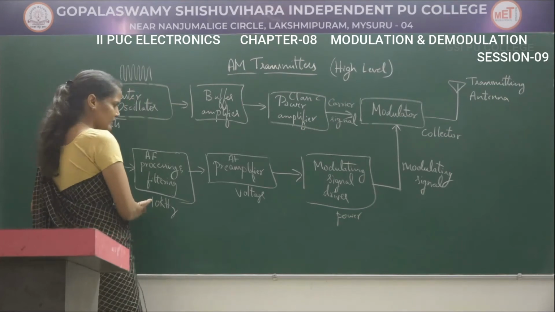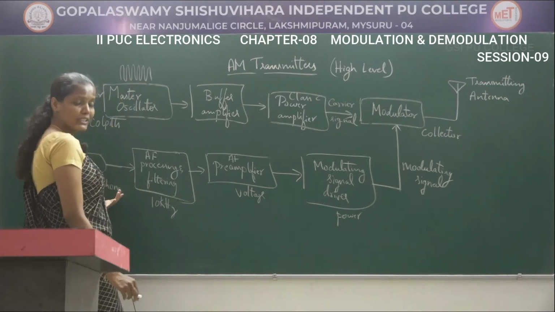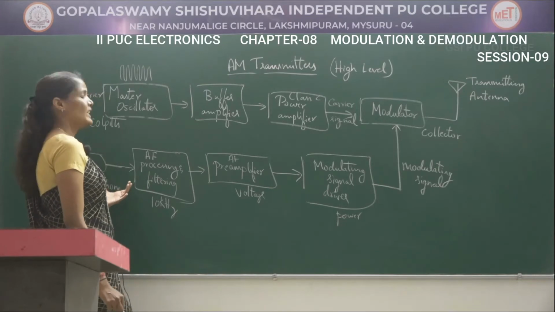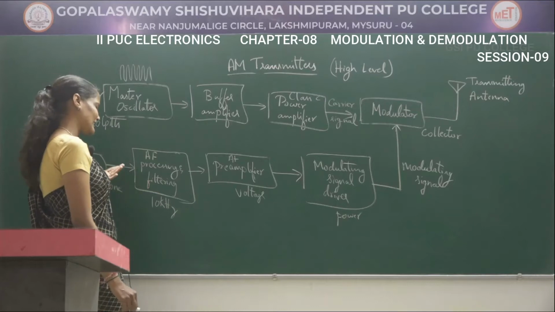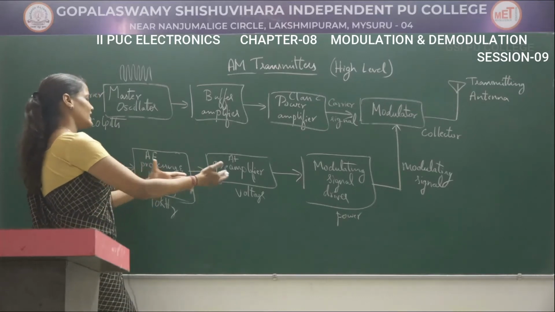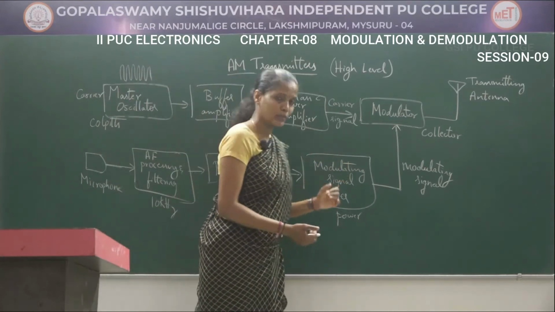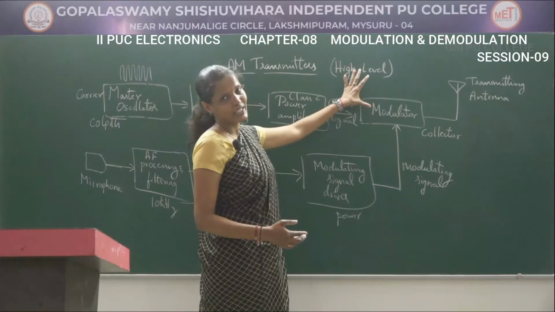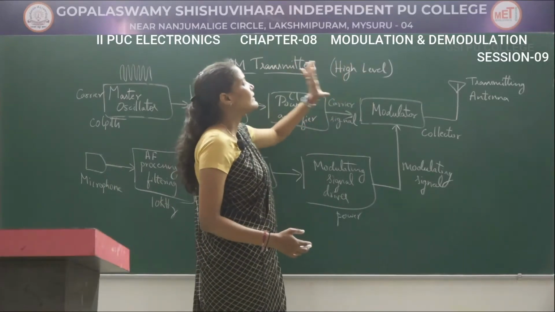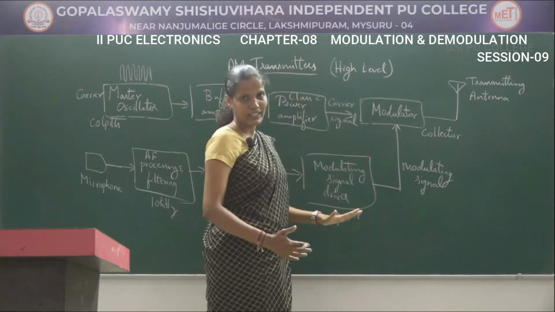Whereas we are getting the modulating signal through these blocks. Very first block is the microphone, in which the sound signal will be converted into an electrical signal, and that will be transferred through different blocks. Finally, we are going to get a modulating signal. As I told you, this is a high level modulator circuit where the modulation process is undergone in the last stage of a block diagram.